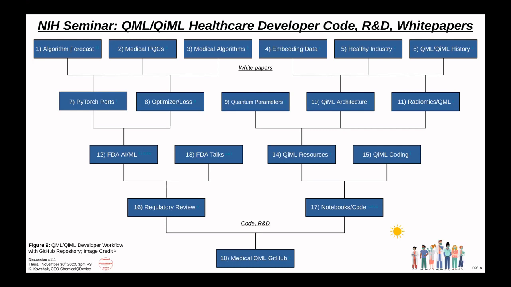Now, these are all available up on GitHub, everywhere from 1 to 18. The top ones are more white papers. The bottom ones are more presentations. So, for instance, if you want to create a port using PyTorch and PennyLane or PyTorch and Qiskit, that's a separate discussion. Another one is on quantum parameters, some FDA talks and discussions, and then a lot of code there too, not just the medical images as well.